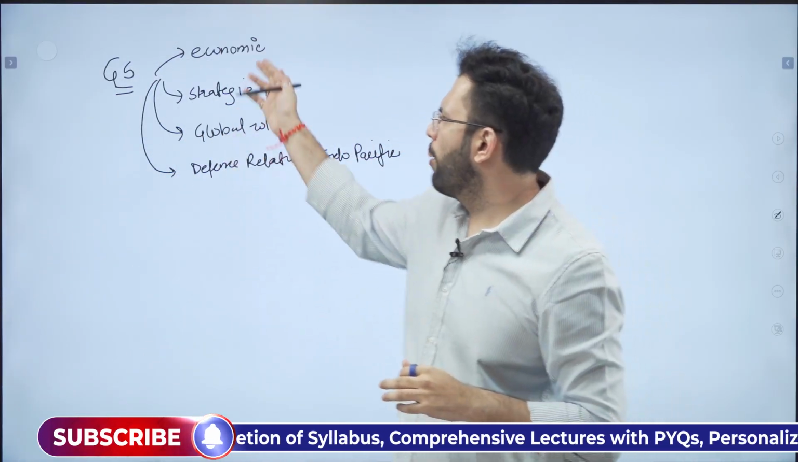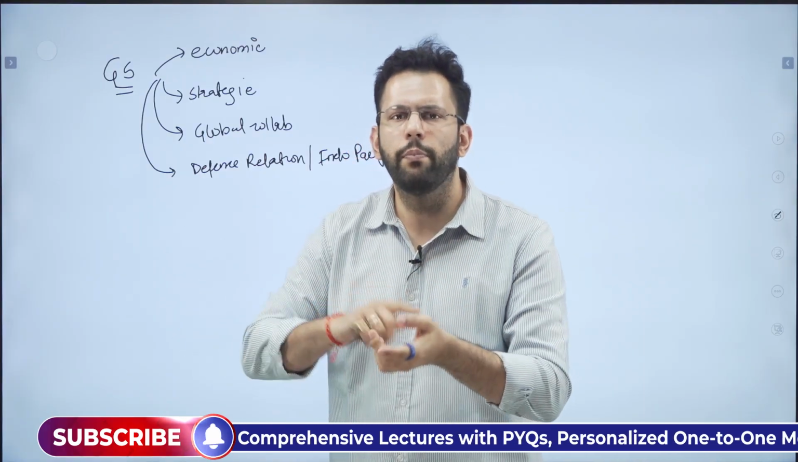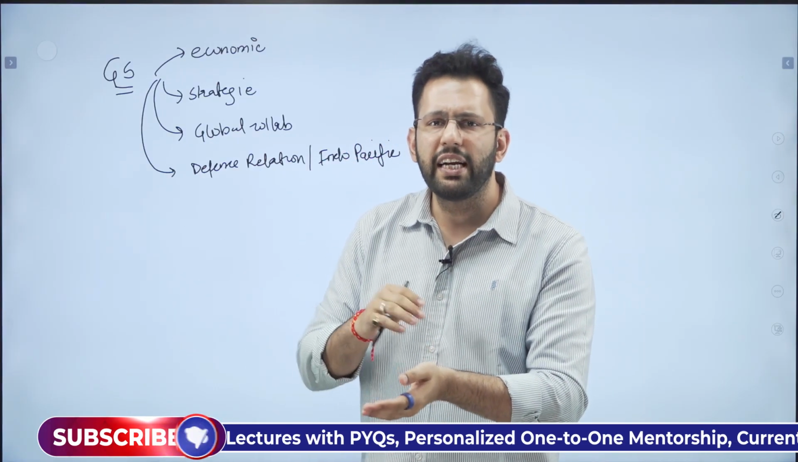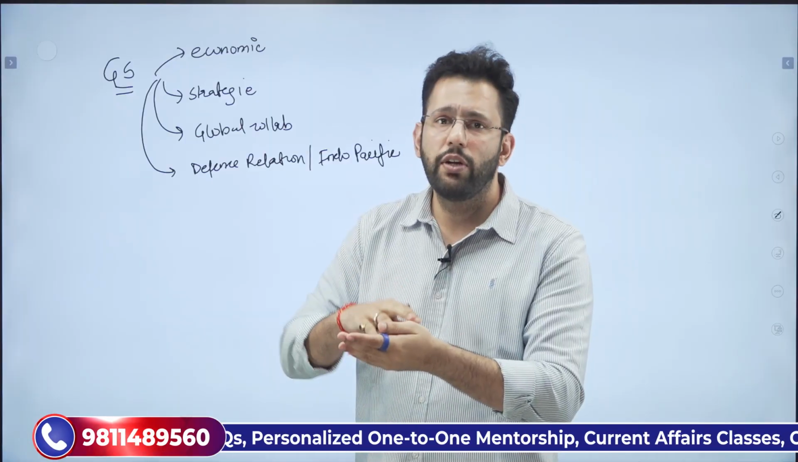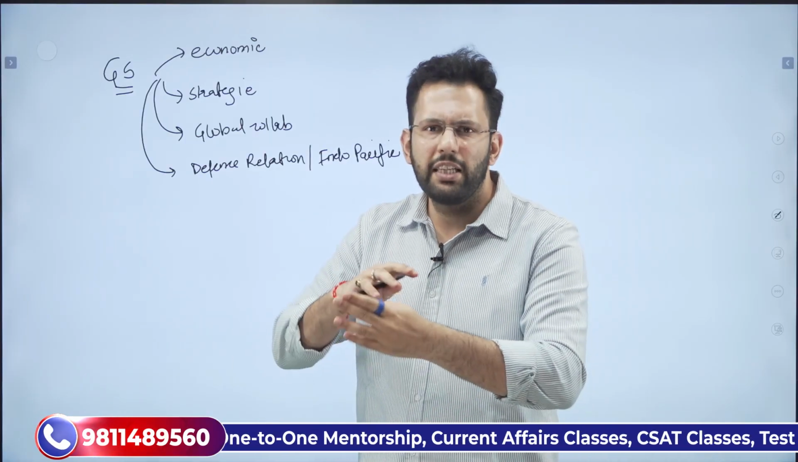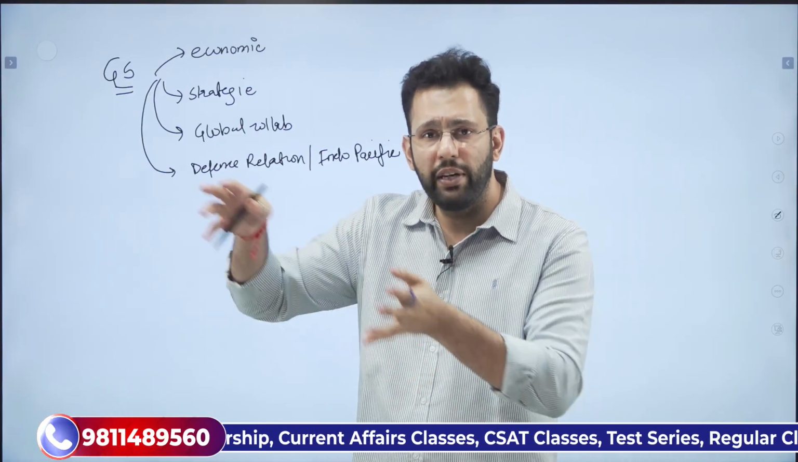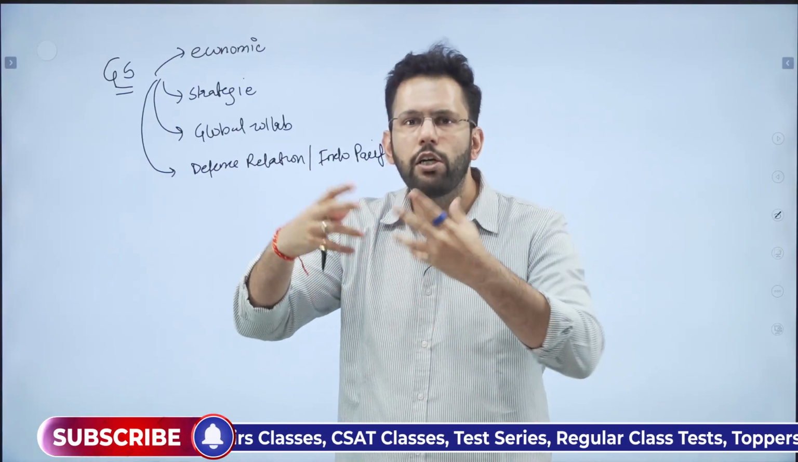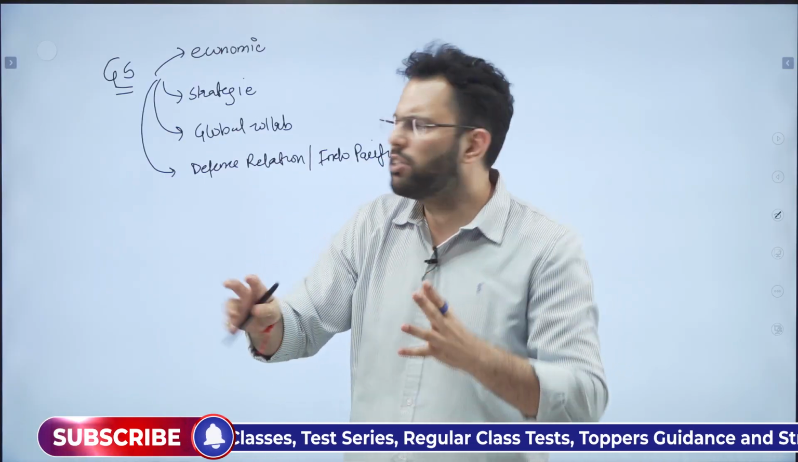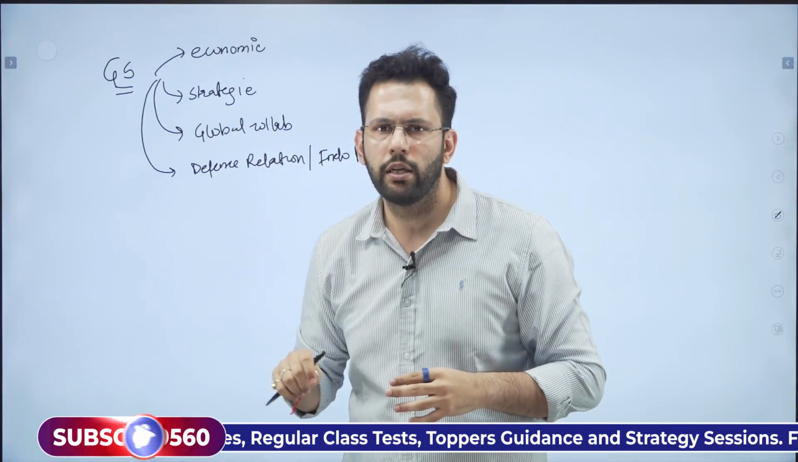For example, economic partnership: Japan helps us build metros, Japan helps us build the dedicated freight corridor, Japan is also helping us with the bullet train. Japanese industrial townships have been established in India. We have entered into a skill partnership agreement with Japan. All of that I will fill in the economic area.